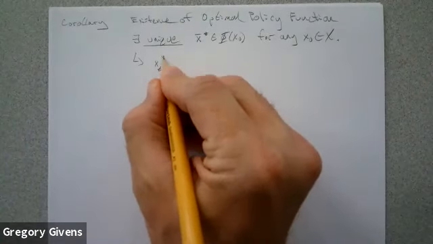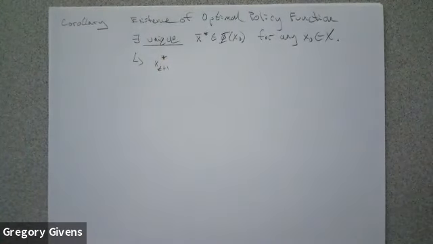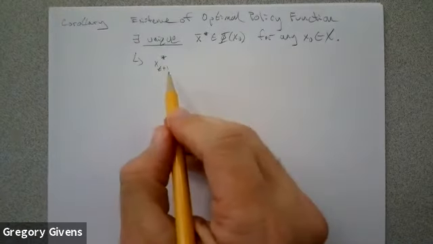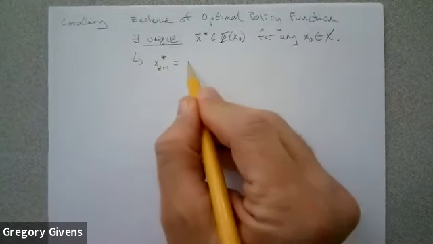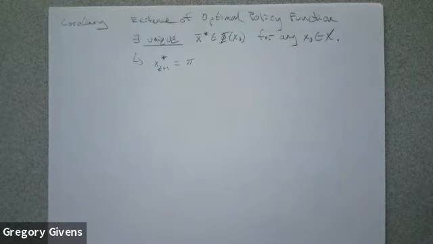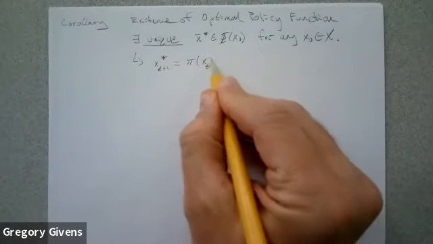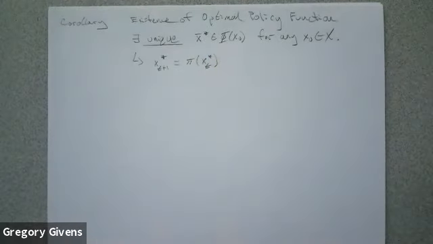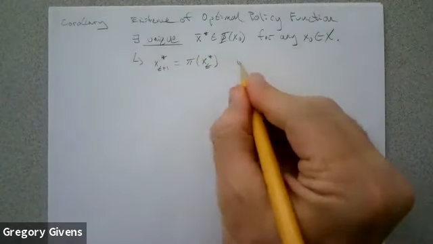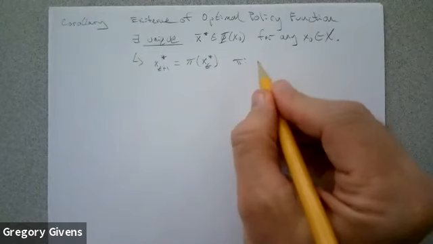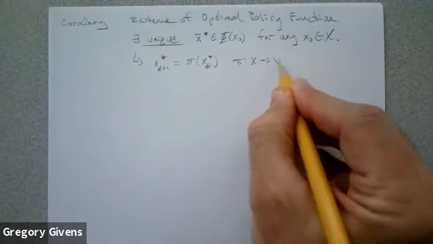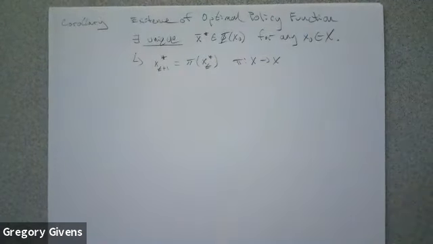So for instance, the optimal value of x_{t+1}, call it x_{t+1}*, can be written as some time invariant policy function pi of the value of x at date t, right? Where pi maps elements of X into X. It is the time invariant continuous policy function.